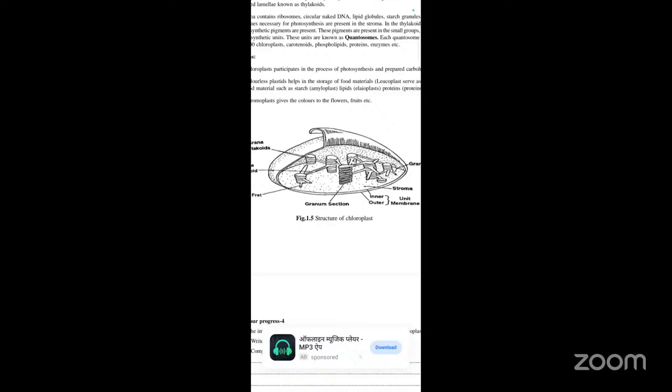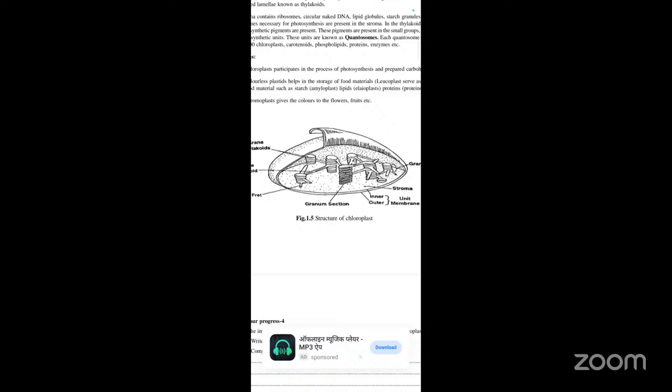What are the functions of the chloroplast? Chloro means color. Leucoplast is colorless. Chloroplasts participate in the process of photosynthesis and prepare carbohydrates. The colorless plastids help in the storage of food materials. Leucoplasts store food materials such as starch in amyloplasts, lipids in elaioplasts, and proteins in proteinoplasts. Chromoplasts give color to the flowers, fruits, etc.